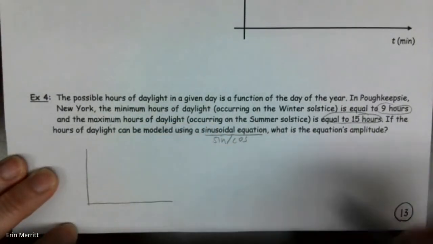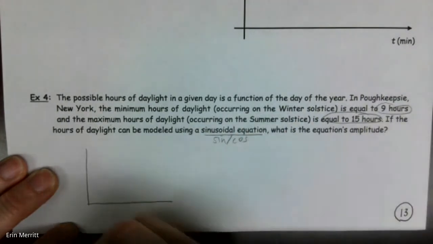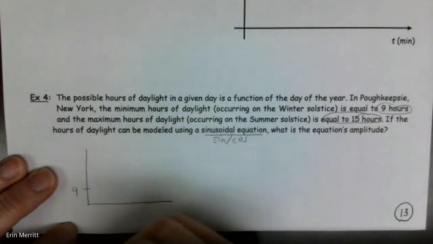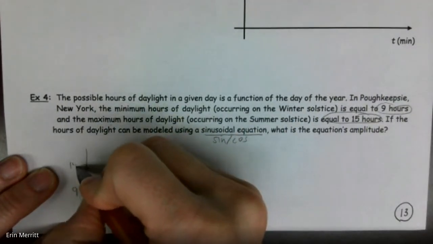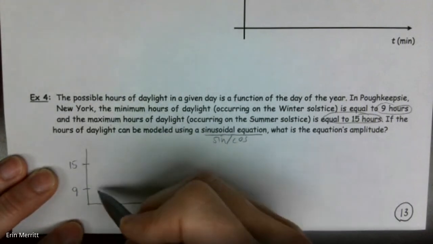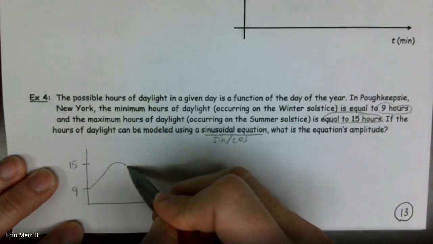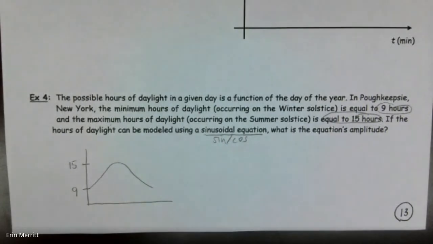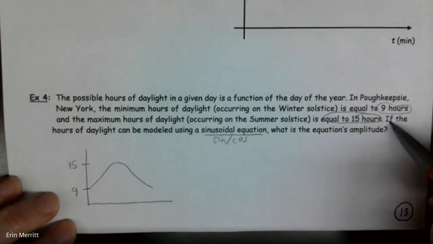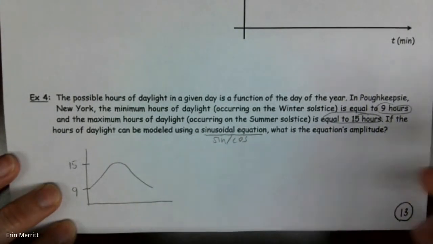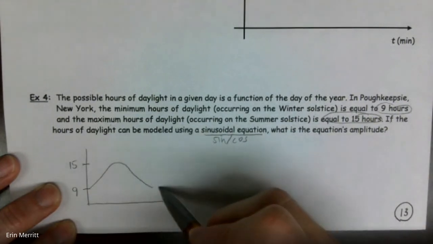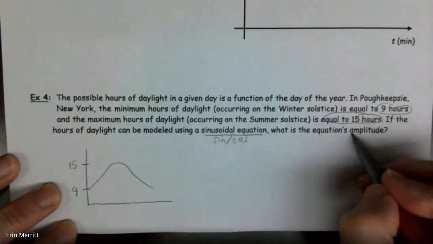All right, what I would want you to think of is, let's draw a baby little sketch to see what's going on. So they're saying at the winter solstice, it's as low as 9 hours a day. At the summer solstice, it goes up to 15 hours a day, right? So it does something like this, and goes up and comes back down, right? If the hours of daylight are modeled by this, what's the equation's amplitude?